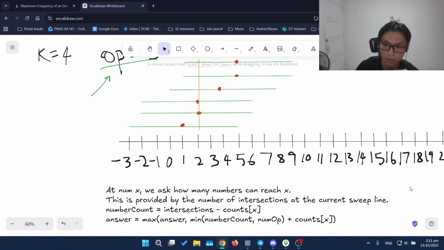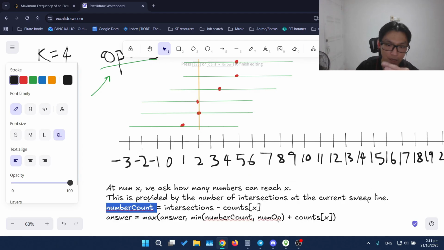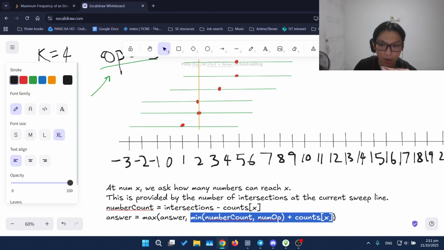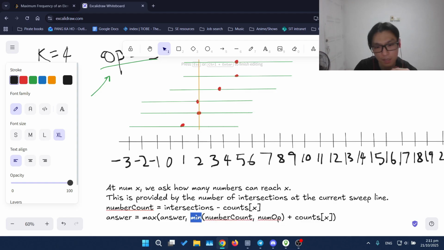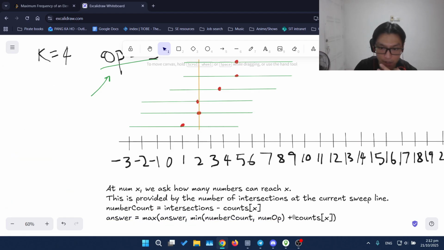So what this is trying to say is the number count is the number of intersections minus whatever number is there without removing it. So this is the number of numbers that can reach x by moving it. So in this case, with 4. Then we want to maximize the answer. It's a bit hard to explain, but basically we take how many numbers can reach number x, and the number of numbers that we can actually move, take the min of it, plus whatever number that's already there without moving. Then we just want to maximize the answer in this case.